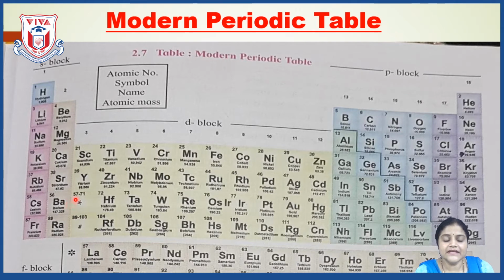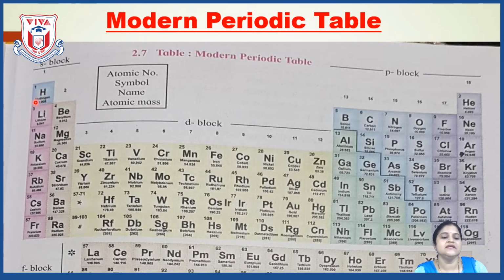Now, the elements from 57 to 71 are called lanthanides because these elements come after lanthanum. Similarly, from atomic number 89 to 103, at the base of the main periodic table, these elements are called actinides because they come after the element actinium. So these are the lanthanides of period 6 and the actinides of period 7. So this was the basic classification of the periods.